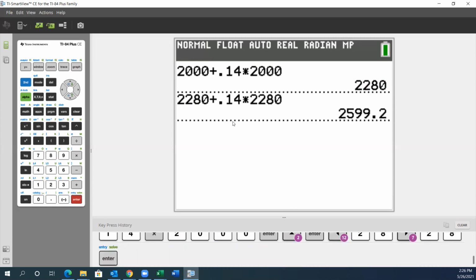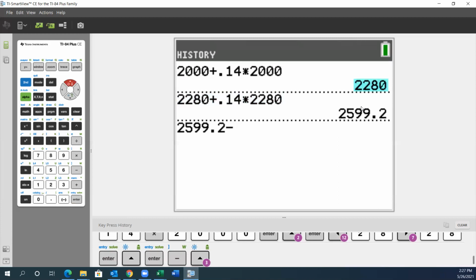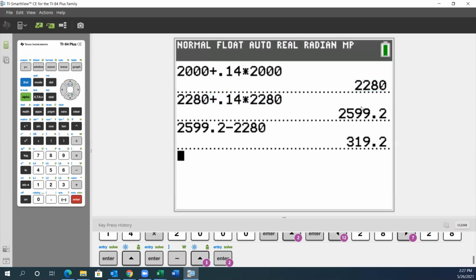So $2,599.20 is now what she owes at the end of the second year. She picked up $280 worth of interest in the first year, and in the second year, she picked up another $319.20. So the amount of interest just keeps going up and up. That's the nature of exponential growth. So that's kind of how it goes.